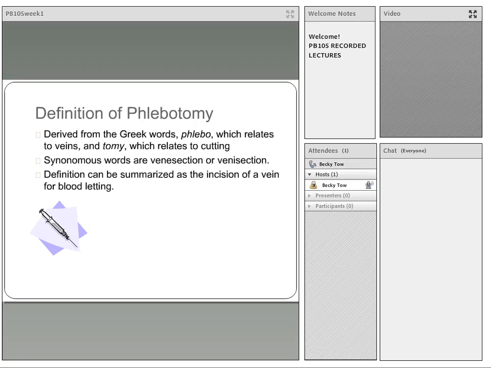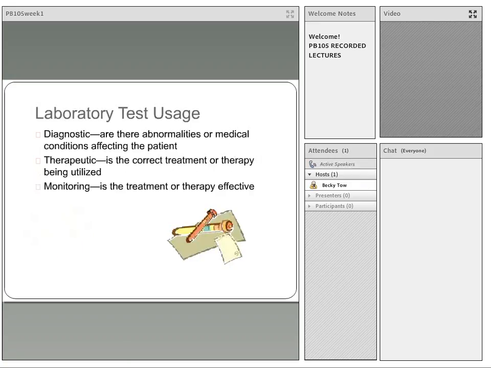Phlebotomy, honestly, it was just kind of phlebotomy was just the process of removing earlier.